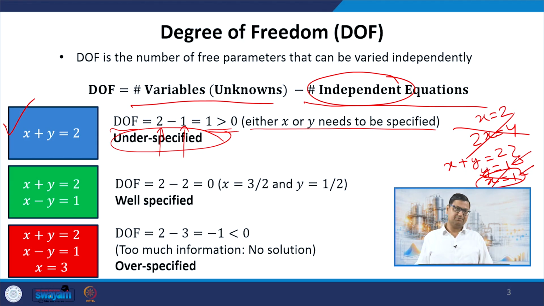Now, I take a second example where we have two equations and two variables or unknowns, x and y, and now the degree of freedom is actually: the number of variables is 2, the number of equations is 2.